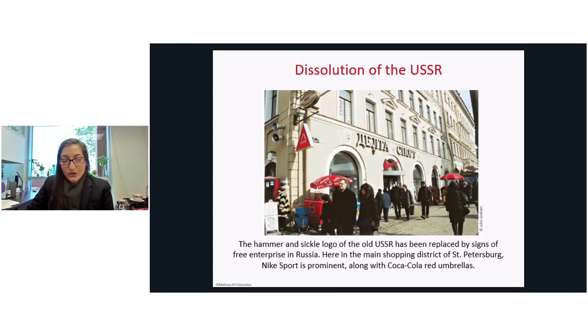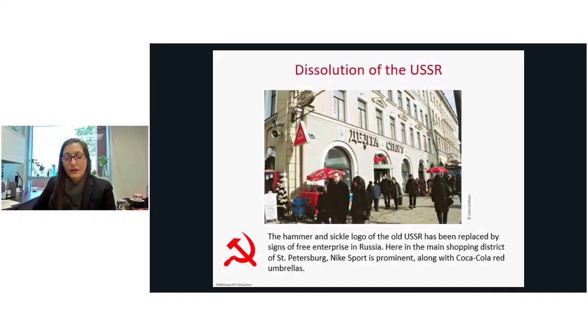Okay, referring to the dissolution of the USSR, old symbolism of the USSR has been replaced by symbolism of free trade and free enterprise. And here in the main shopping district of St. Petersburg, we can see the Nike swoosh logo and the prominence of the red umbrellas of Coca-Cola.